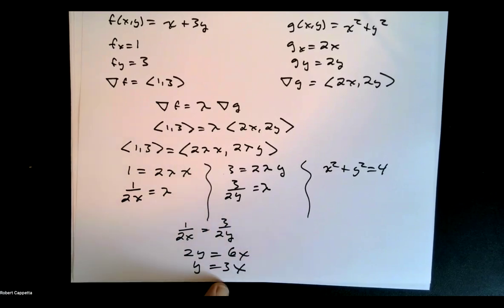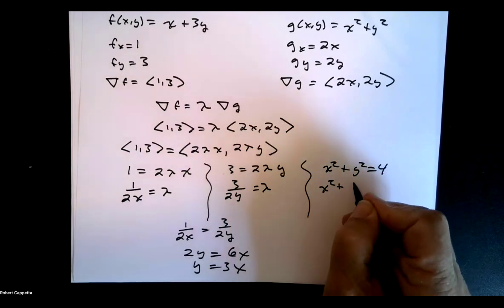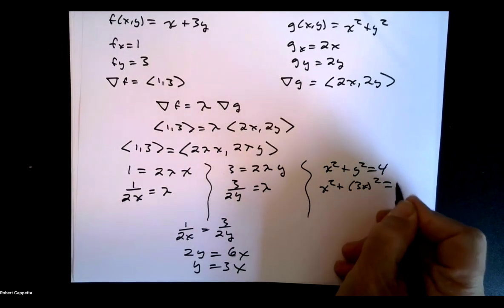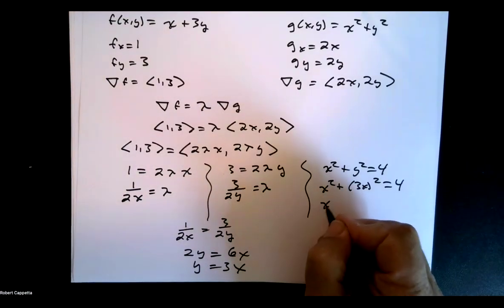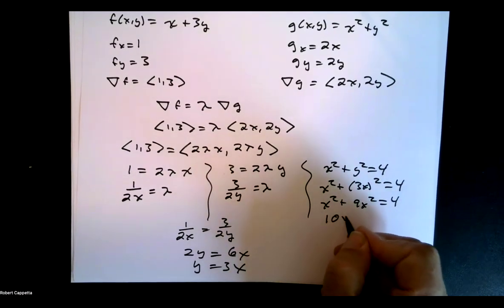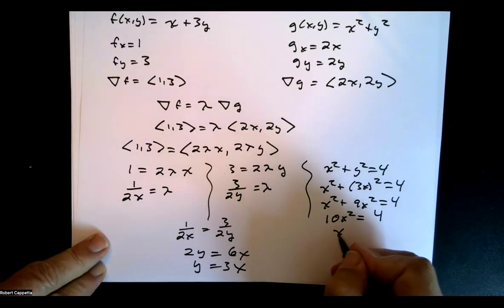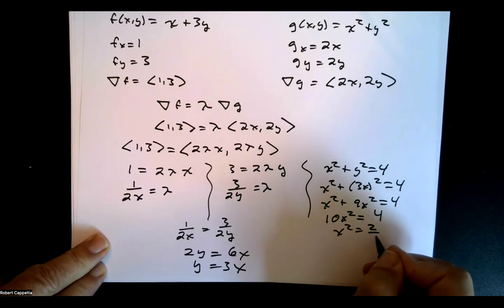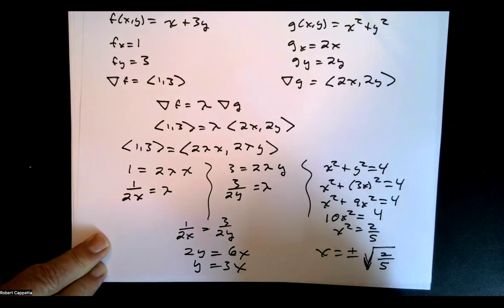And then we're going to go ahead and plug that in for y over here to find out what my x values are going to be. So we get x squared plus y squared, which will be 3x squared, equals 4. X squared plus 9x squared equals 4. 10x squared equals 4. X squared is 2/5, 4/10. So x is plus or minus the square root of 2/5.